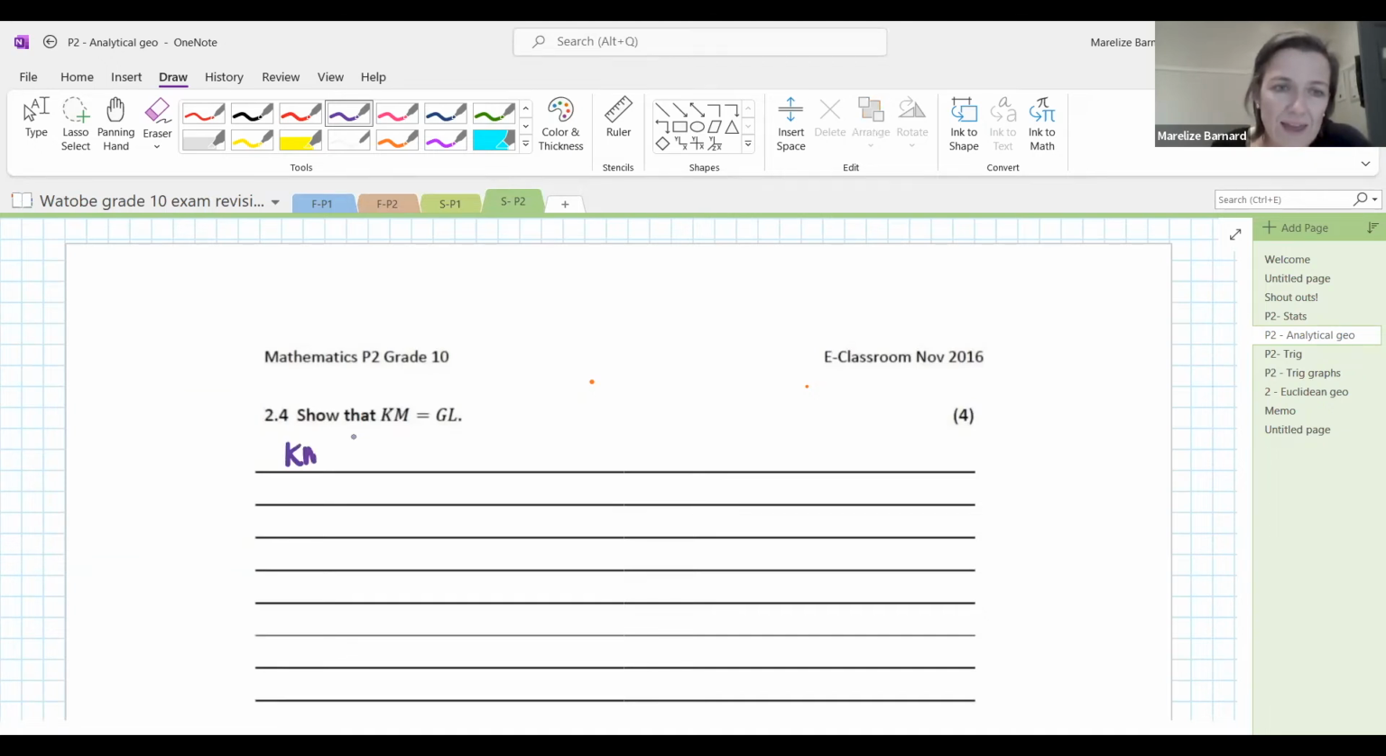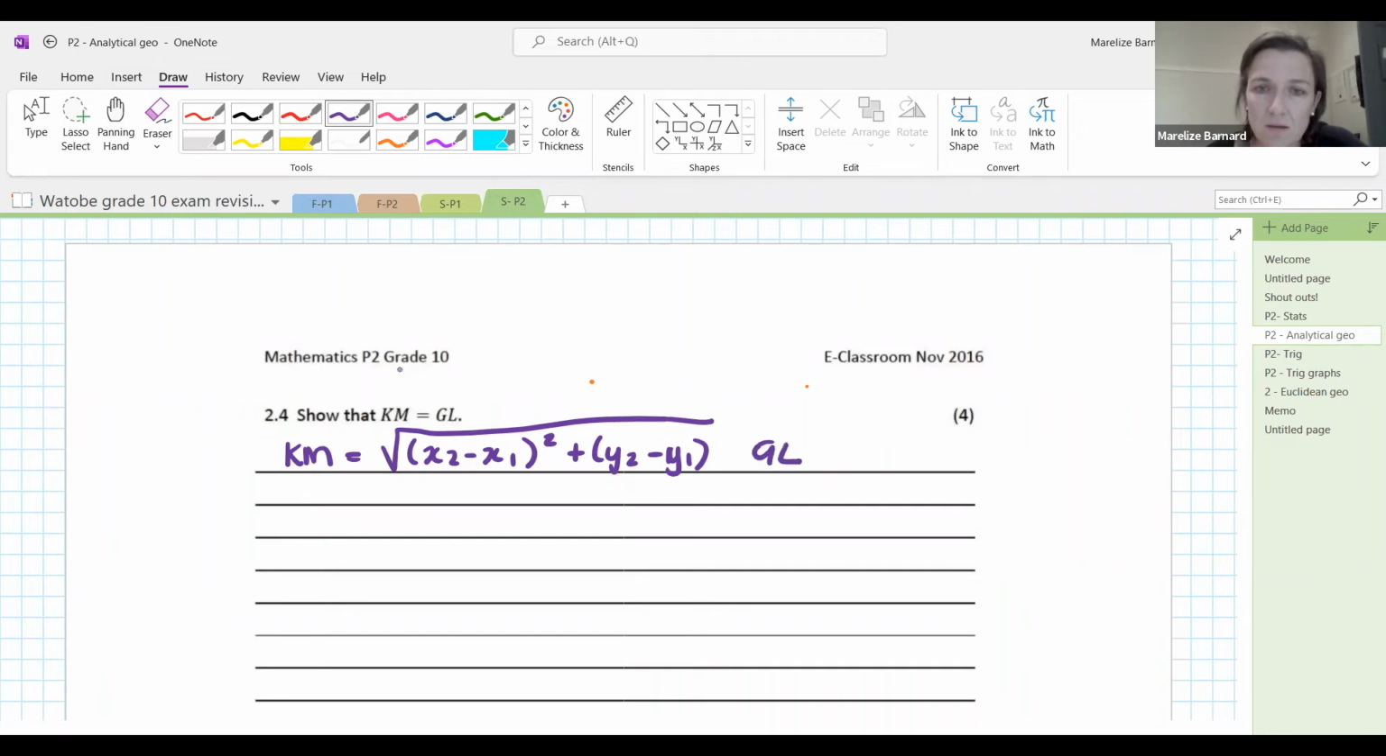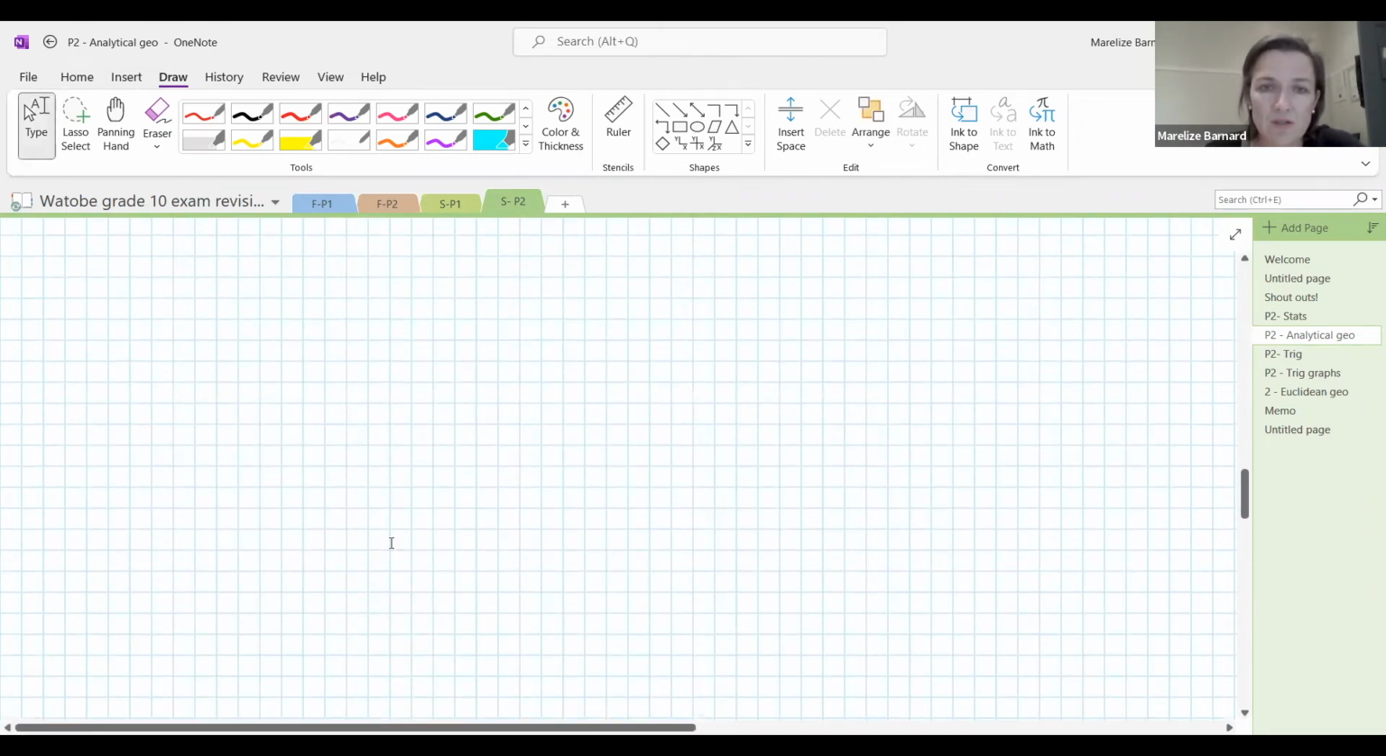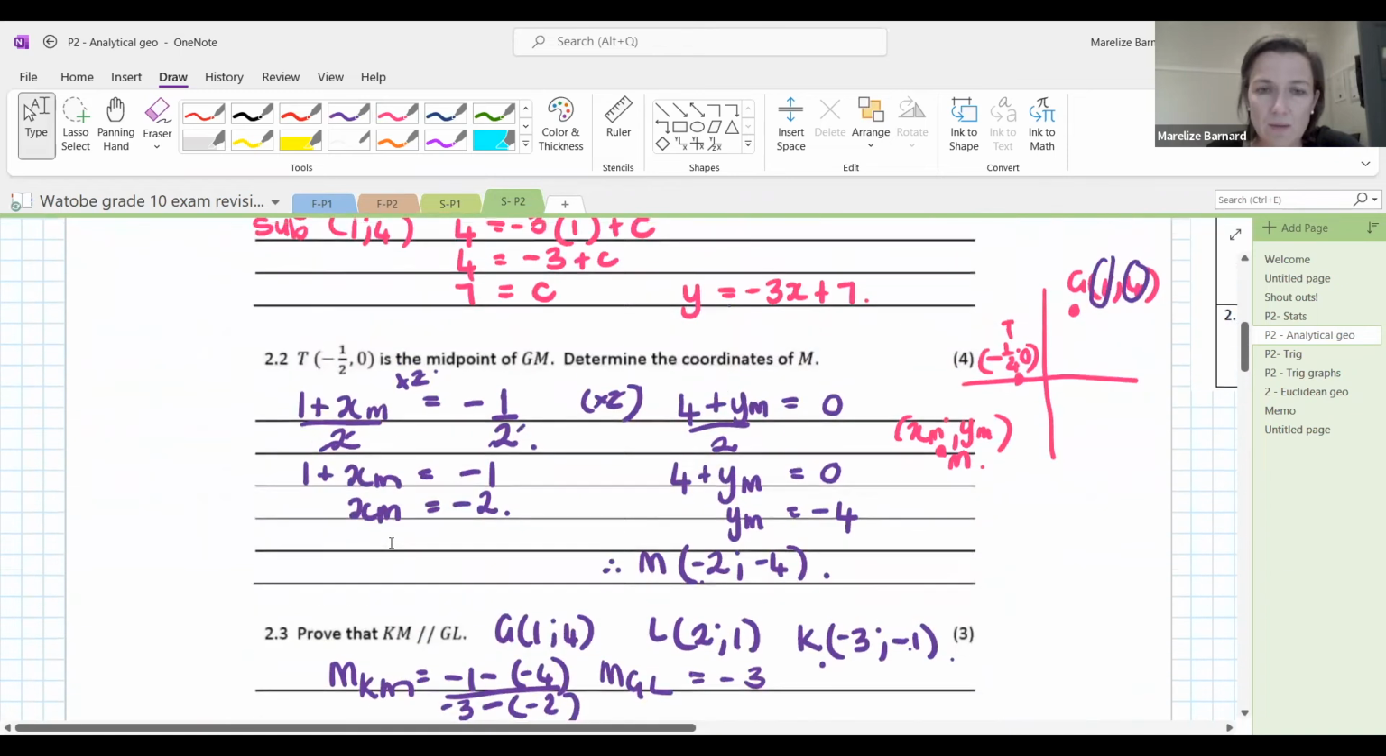Distance. So for Km, we're going to calculate that distance. I'll write the formula down for you here, and you're going to use the same for GL. Let's go get those points so that we can see what we're working with.